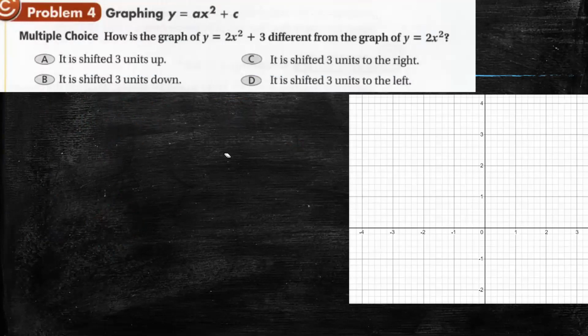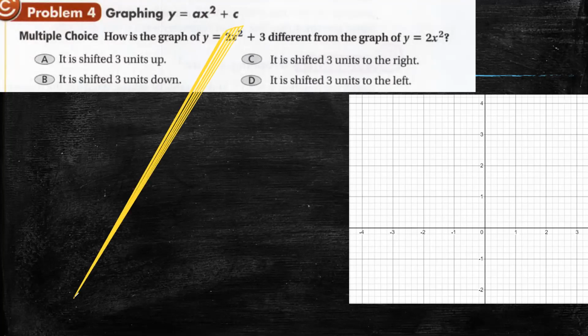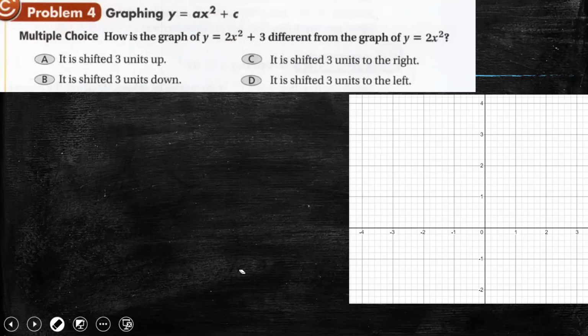Graphing now ax squared plus c. By now we learned how to graph ax squared only. Now here we will learn how to graph ax squared plus c. What do we have to do? The first step is to graph the parent function. What is the parent function? The parent function is the function that I started with, 2x squared. Now, we have to graph it.